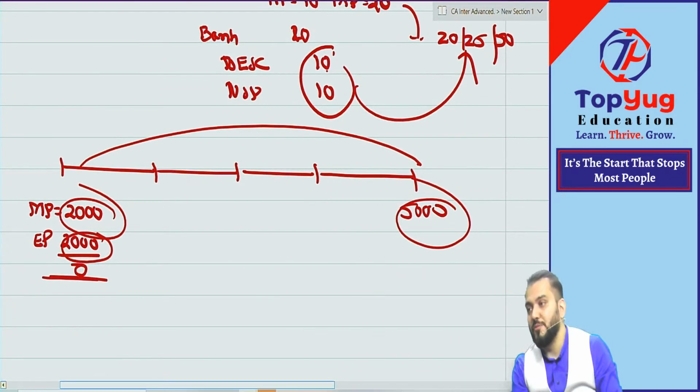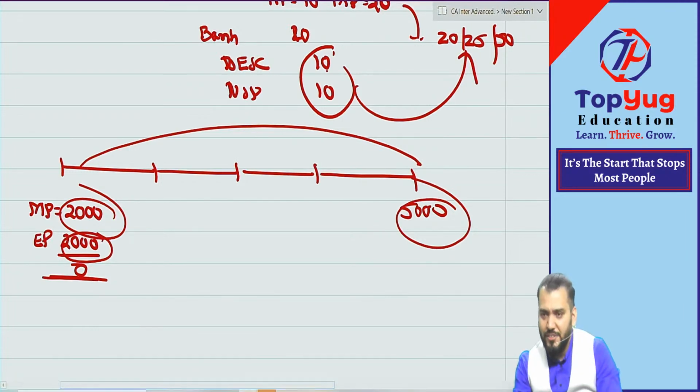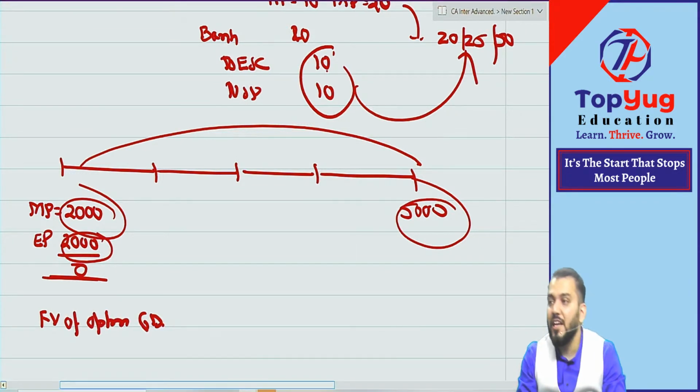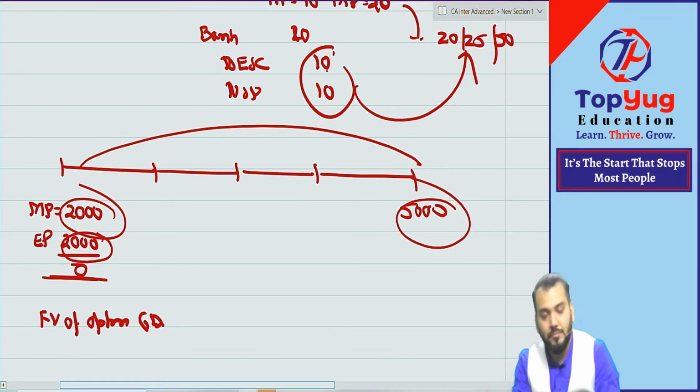So what is the fair value of option? The guidance note says that you need to find out fair value of option on which date? Grant day. Fair value of option on grant day. Correct. Understood? Have you understood this point?